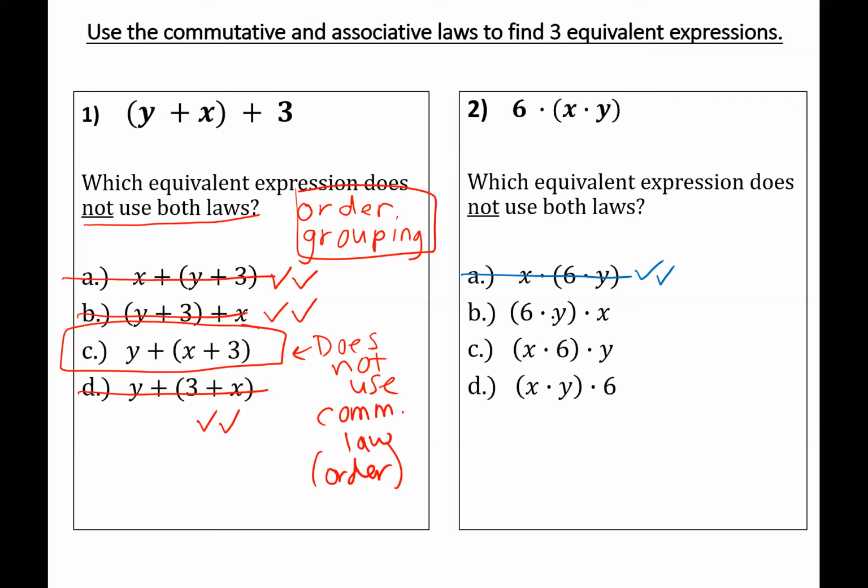The 6 times y is in parentheses. X and y have switched order and the grouping has changed. Instead of xy together, it's 6y together. So this is another one that has used both laws.